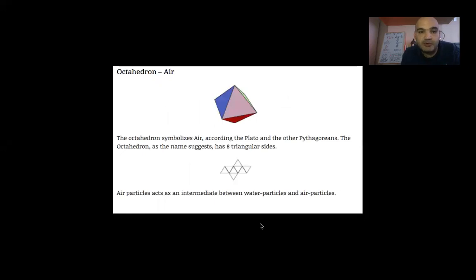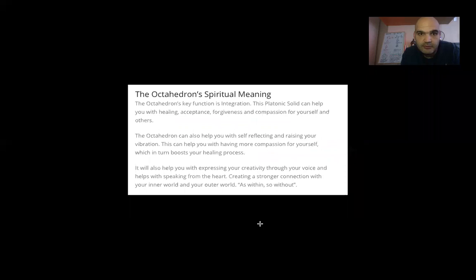Next, moving on to the octahedron and air. The octahedron symbolizes air according to Plato and the other Pythagoreans. The octahedron, as the name suggests, has 8 triangular sides. Air particles act as an intermediate between water particles and fire particles.